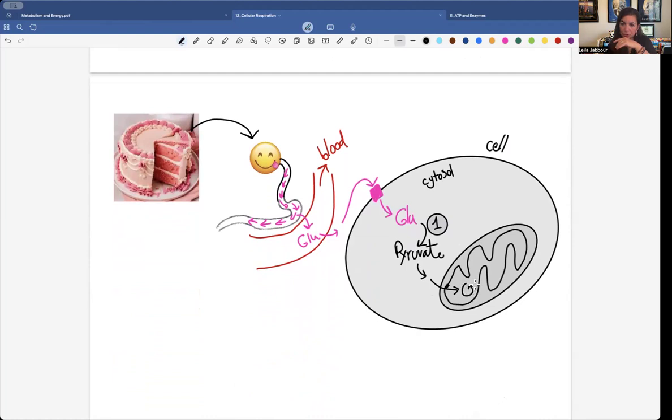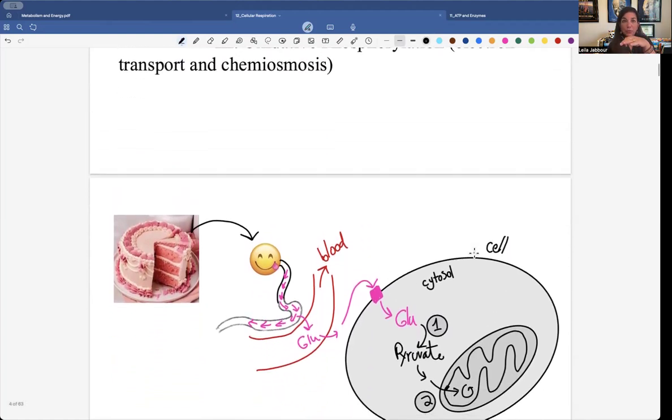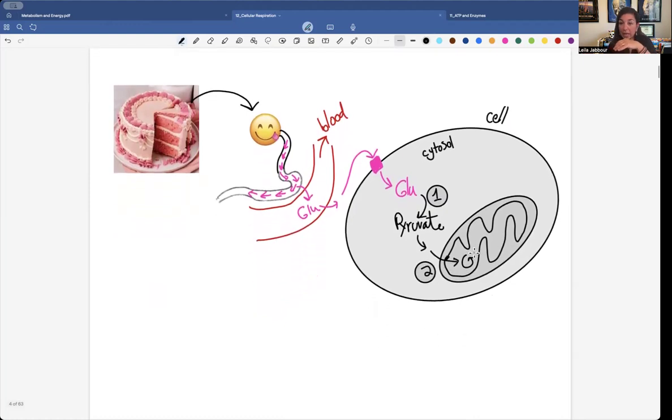So I'm just going to draw a cycle like this, a circle, just a cycle. I'm just going to put 2 here. We'll get into those details when we actually see each one of them. I just want you to see the big picture. And then the third phase, chemiosmosis, oxidative phosphorylation, which is electron transport and chemiosmosis, is going to happen at the membrane, the inner membrane of the mitochondrion.